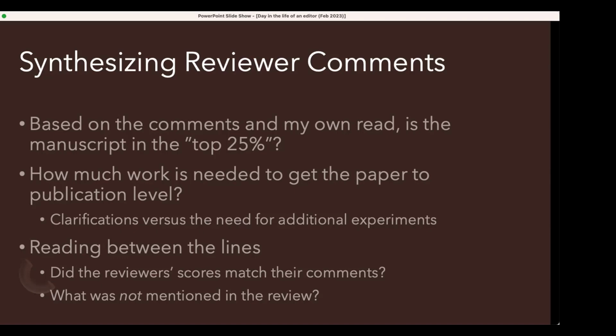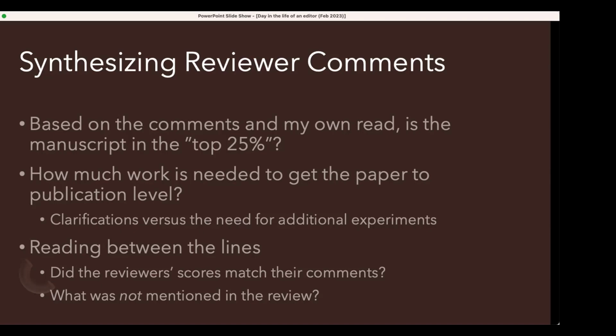Actually, this is something that happens not just sometimes, but oftentimes. We have reviewer scores. As you guys are familiar, we ask you to rate the paper on a Likert scale, and sometimes those scores don't match the comments. It's very strongly positive on the reviewer scores, but then the actual review is quite negative, and so we have to reconcile that. And also things that are not mentioned in the review.